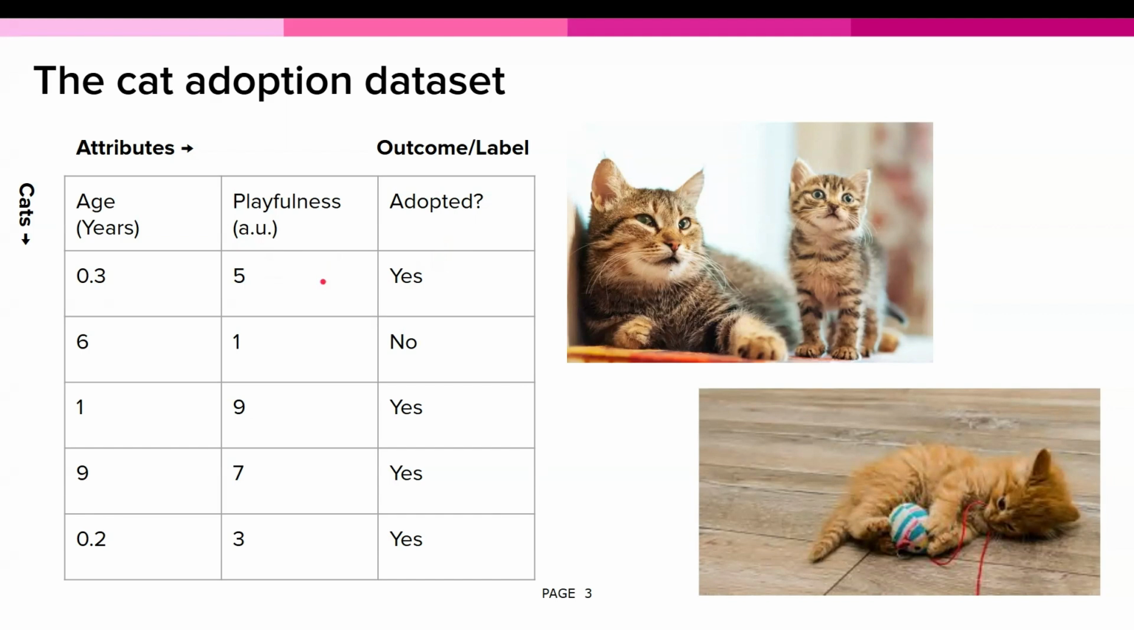So here we can see that this kitten, because it's 0.3 years old and somewhat playful, was adopted within 30 days. But this 6-year-old cat that's not so playful was passed over. And so the outcome the shelter really cares about is whether the cat was adopted within the 30-day period or not.